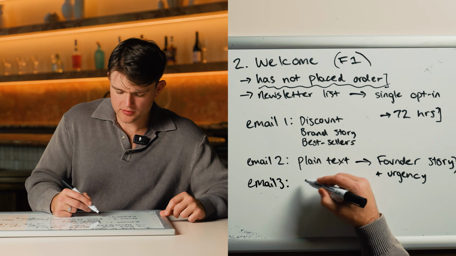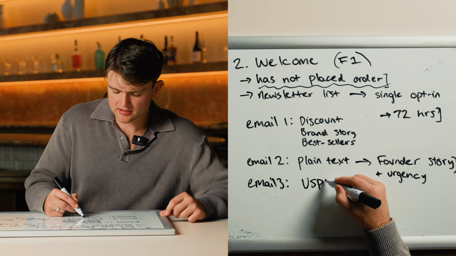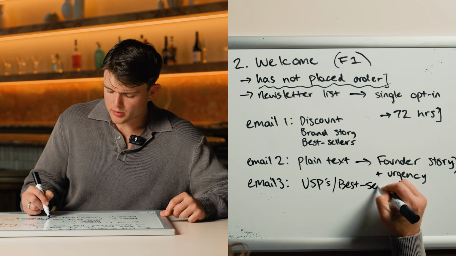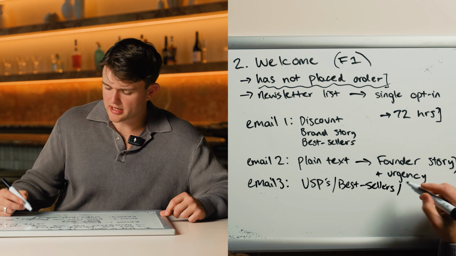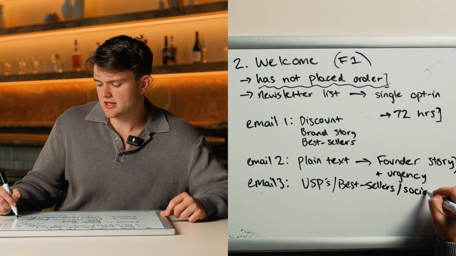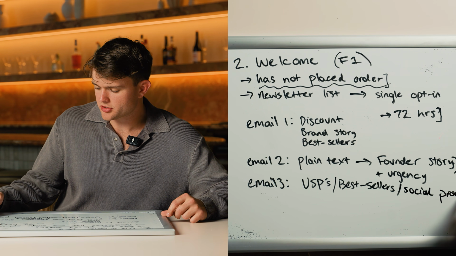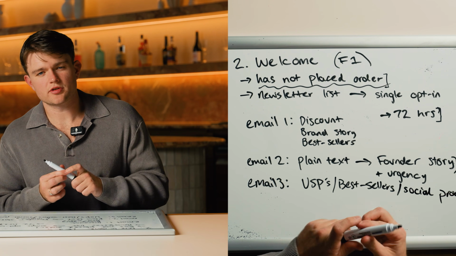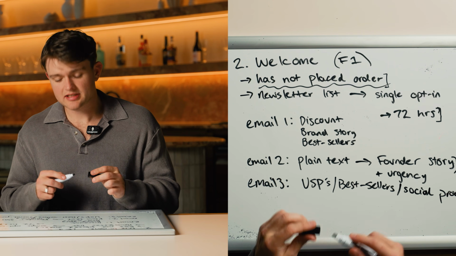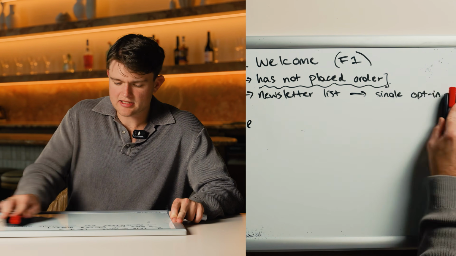From email 3 onwards, we just want to rotate between USPs, bestsellers, social proof, but we still want to make sure in this first 72 hours, we're prioritizing urgency as much as we can, because after that, the likelihood they purchase is so low. So don't wait until day 7 or 8 to tell people their code is expiring. Let's get them across the line in that first 72 hours. Now that's welcome flow done. Let's move on to our cart and checkout flows.